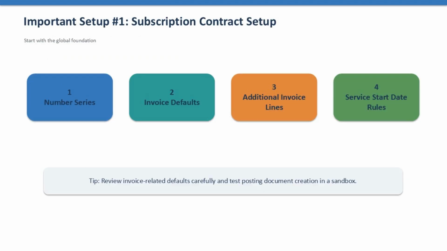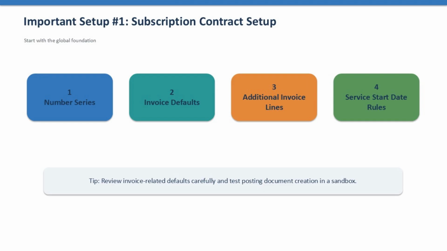So there are some setups which we do in BC. The first set of setup is subscription contract setup. There is a page in Business Central called subscription contract setup, and what we do there is an option which is number series. So there are number series for subscription contract, which is customer subscription contract and vendor subscription contract.